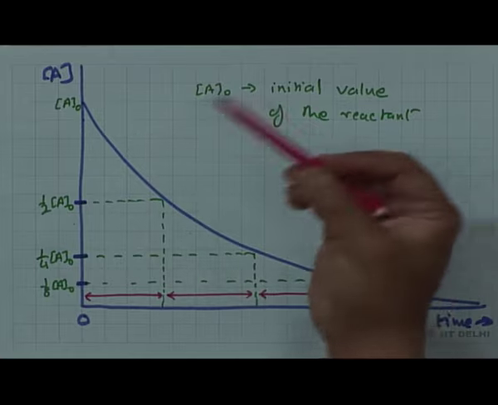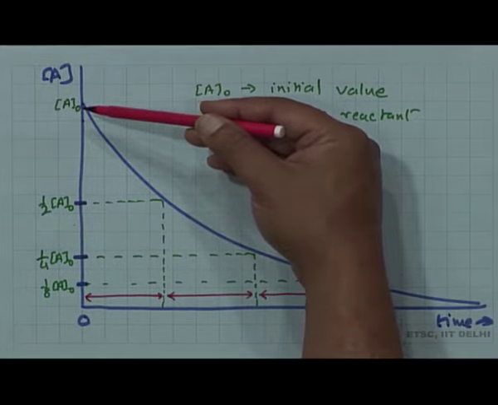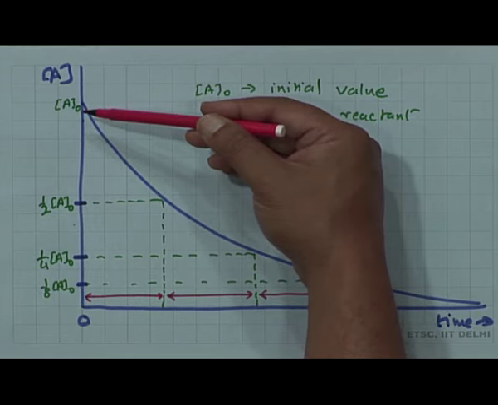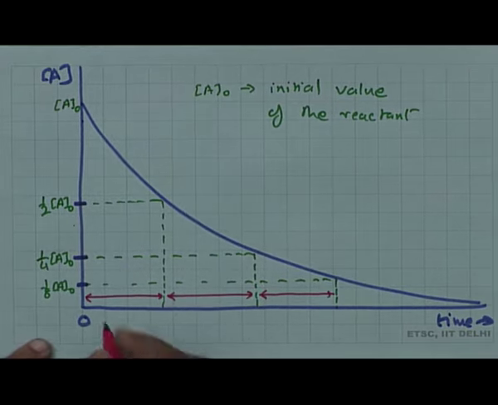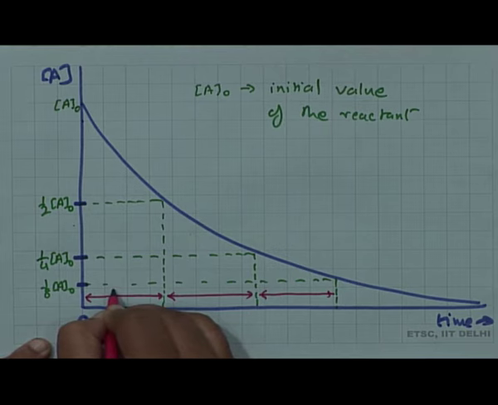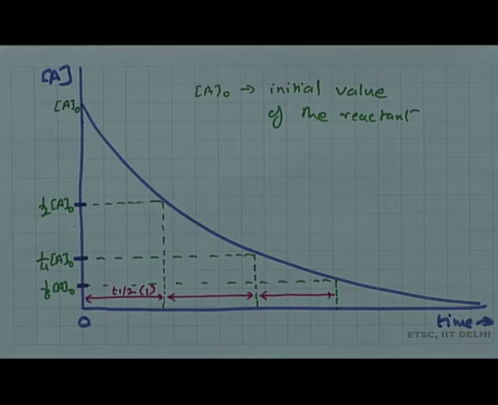So, now look, from A naught, the half life is the time required to go down to half of the concentration of A naught, which is half A naught. So, this would be my T half 1. I will tell you why I am saying 1.